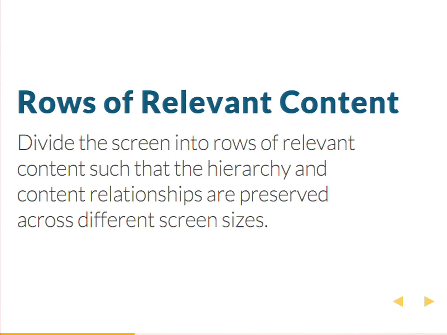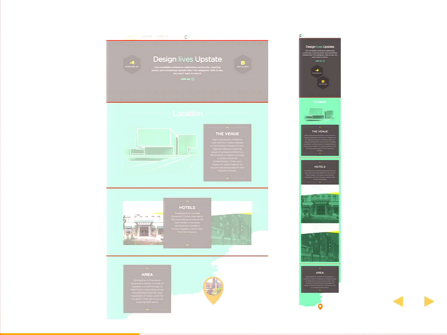The next one that's related to that is rows of relevant content. Divide the screen into rows of relevant content such that the hierarchy and content relationships are preserved across different screen sizes. Looking at that same site, on the left here we have these rows of content that are all related to each other. We don't have a long sidebar running down the side, and that's helpful when we get down to this mobile layout, because everything that's related on the large screen is still related. The proximity is preserved, and it all still makes sense.